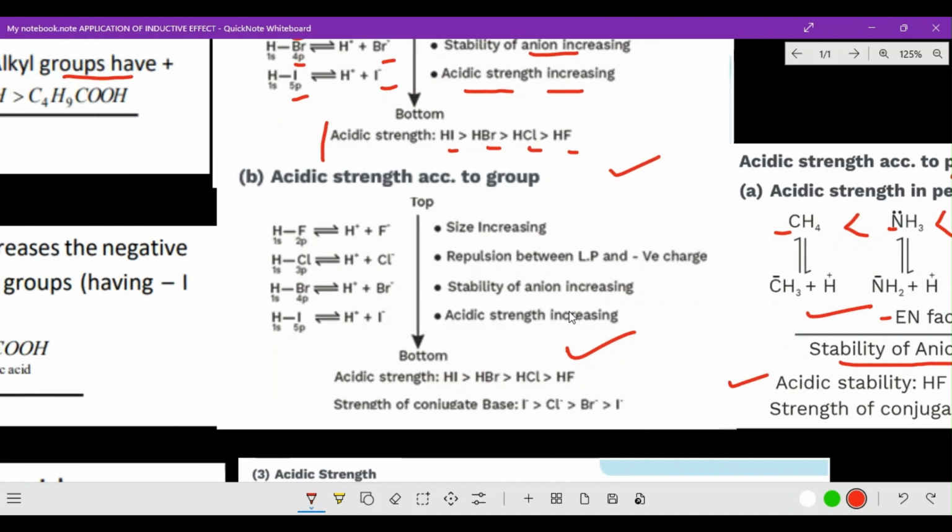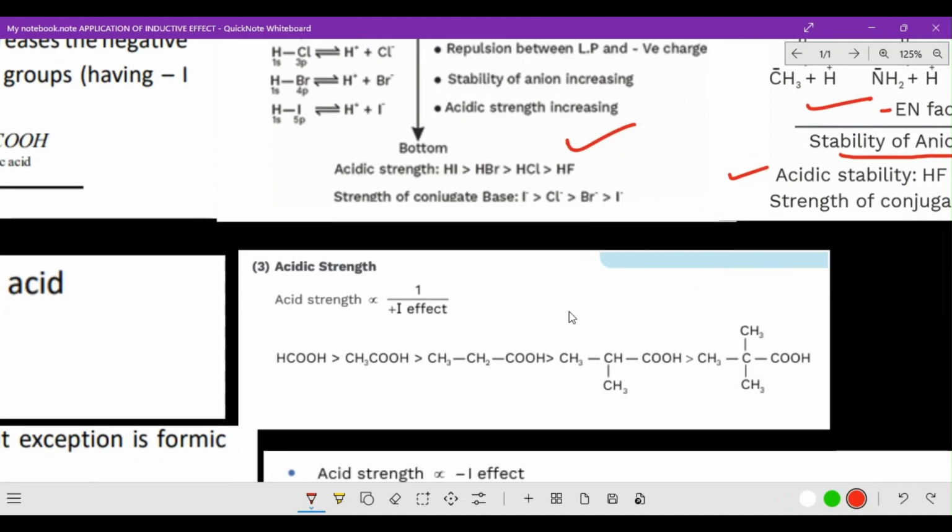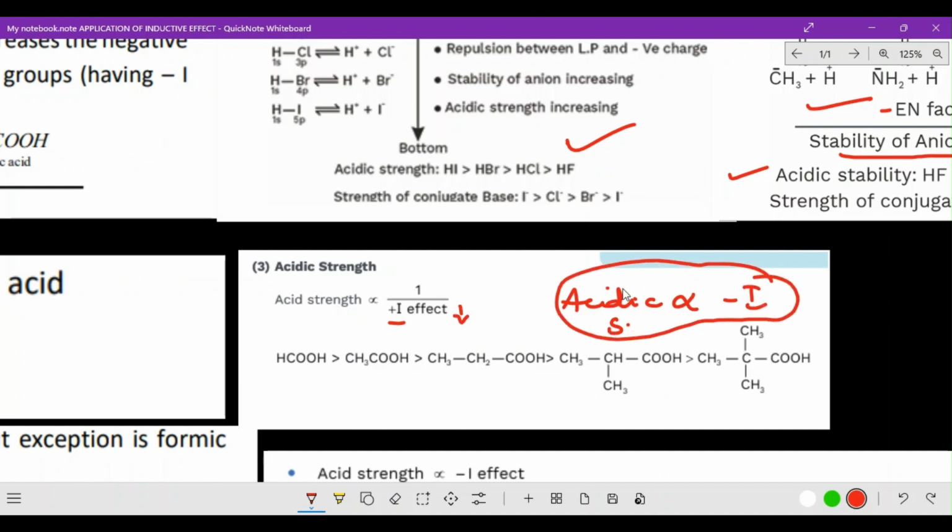Right, now the next one, the formula. Usually, please remember, acidic strength is inversely proportional to the plus I effect. So when acidic strength increases, the plus I effect decreases. That means acidic strength is directly proportional to the minus I effect. Please remember this point.